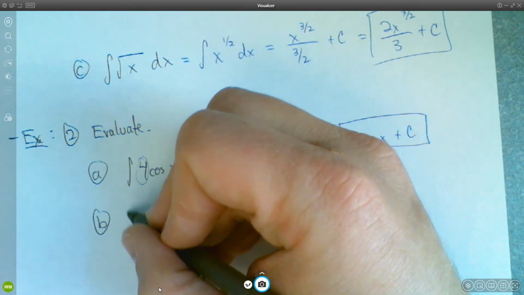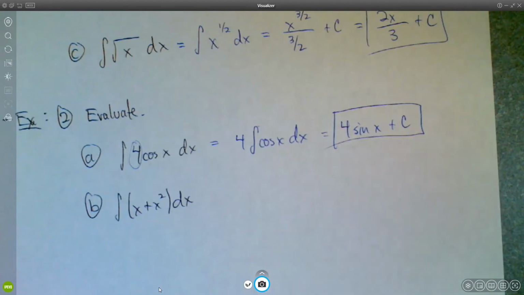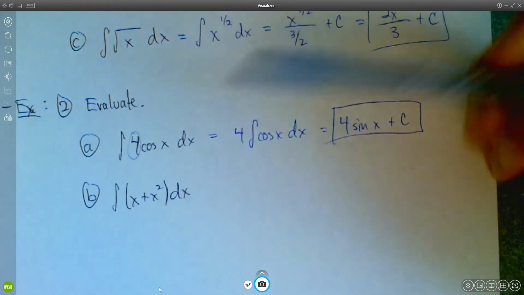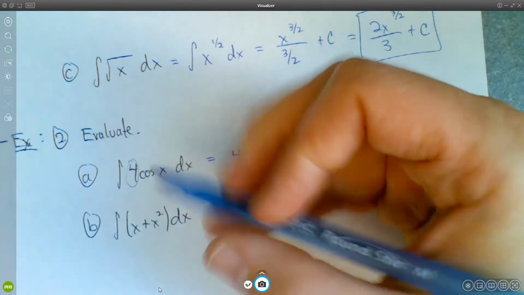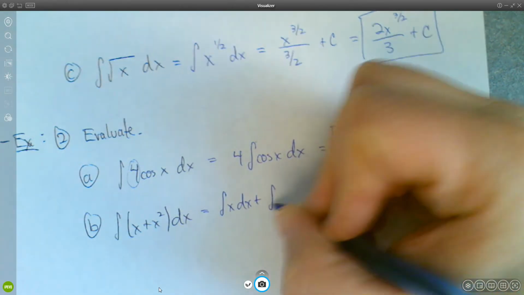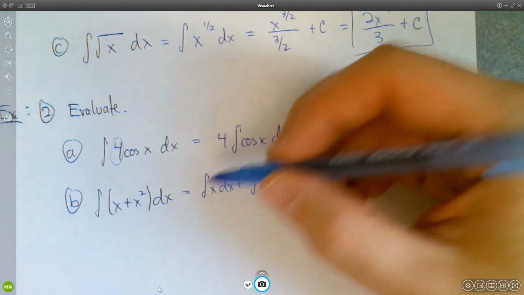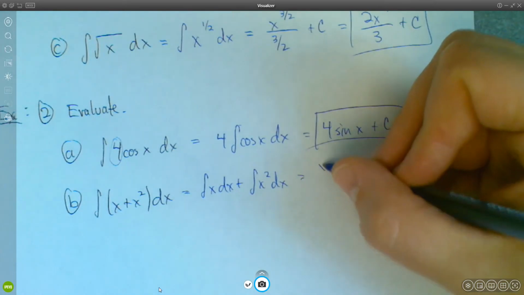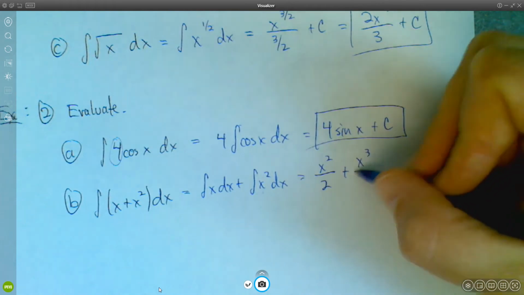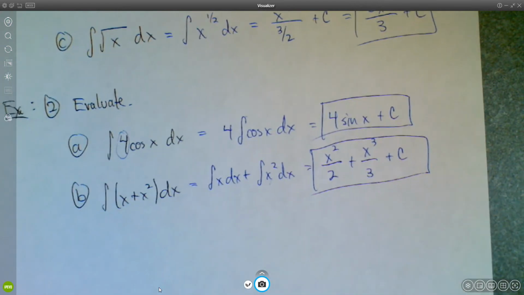Okay, let's do the integral of x plus x squared. So go ahead and pause the video, see if you can figure that one out. Okay. So here we can distribute that integral, right? And for this first one, we've got an x to the first power. I add 1 to the exponent and then divide by the new exponent. Here I'm going to get x cubed over 3. And of course I've got my constant of integration that comes along for the ride. So that's that one.